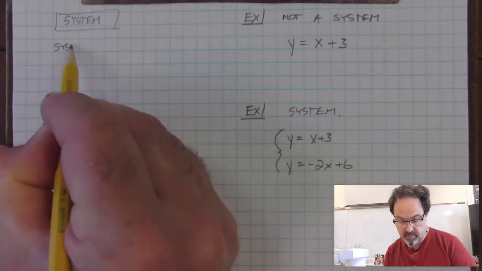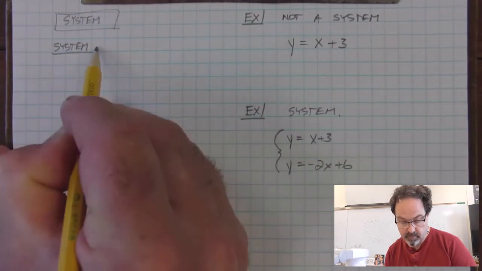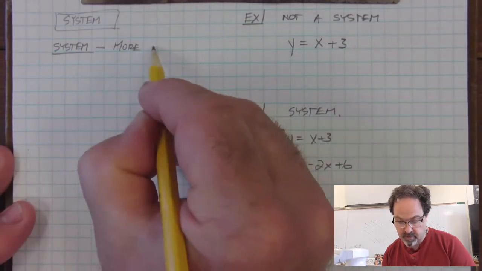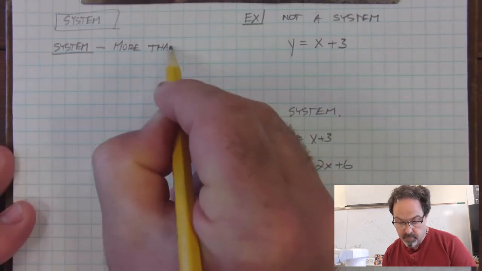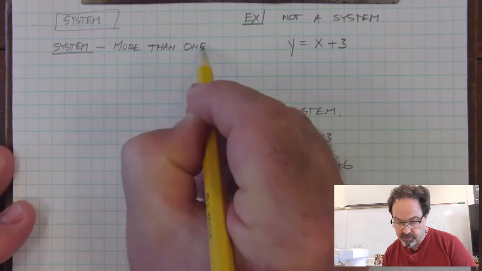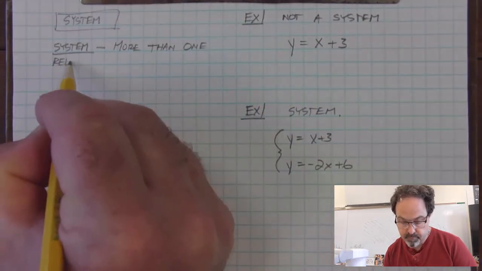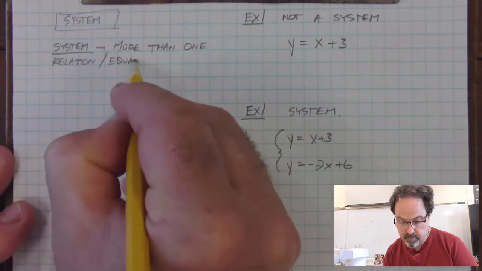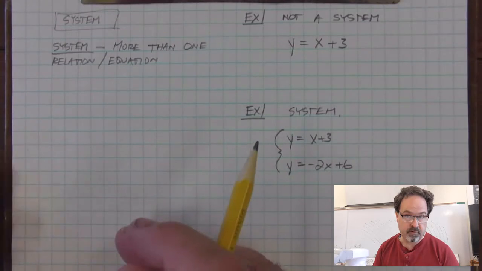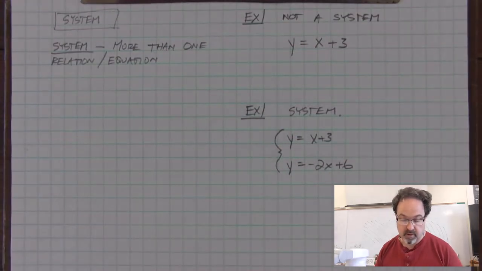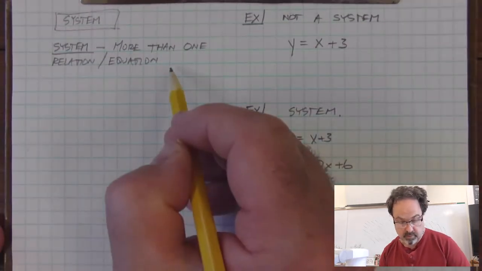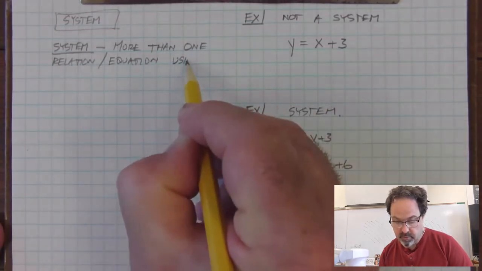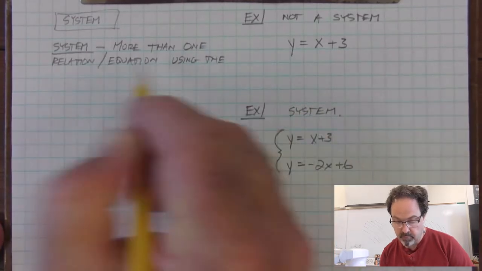What a system is: a problem or a situation that is considering more than one relation or equation using the same variables. We often make systems out of equations, but we can use other relations like inequalities.